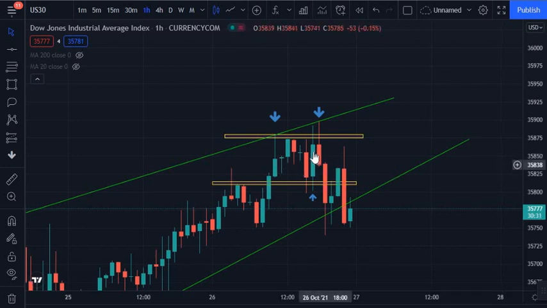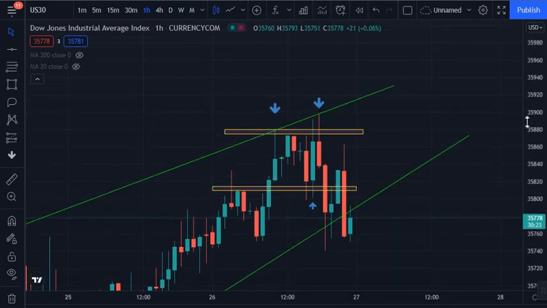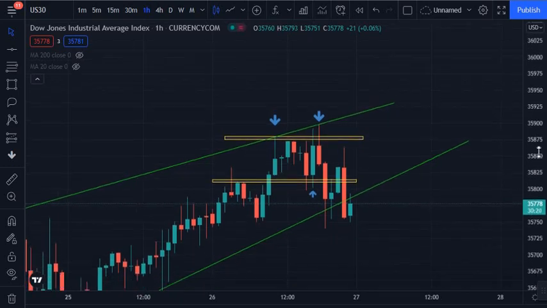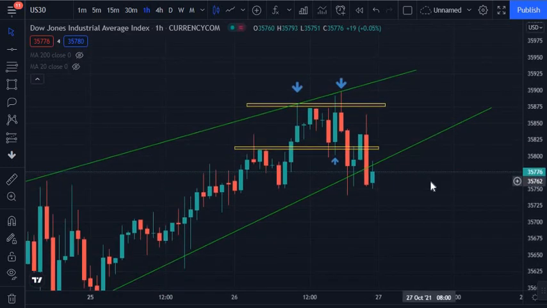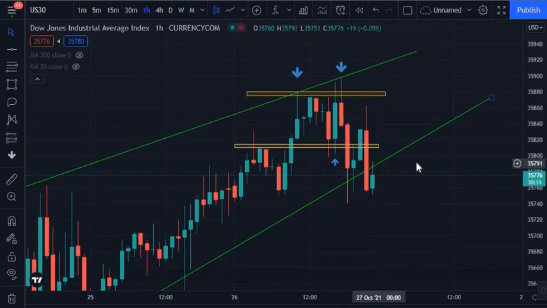So as you can see, price was playing within our area of value, within our zones. So yes, that's what I have to say about this trade. There's not much I have to say about this trade, as you can see how it formed.